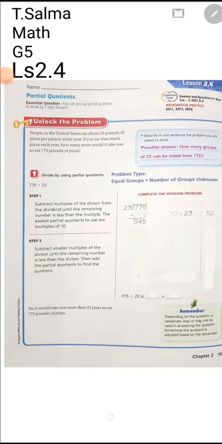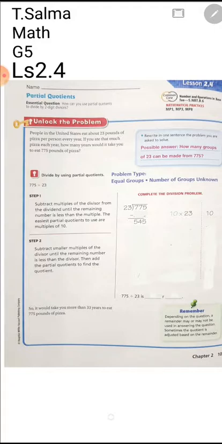Today we will start lesson number 4 in chapter 2, partial quotient. In this lesson, we will learn how to divide a whole number by a two-digit number. So the divisor here will be a two-digit number. So let's see. Here I want to divide 775 by 23.